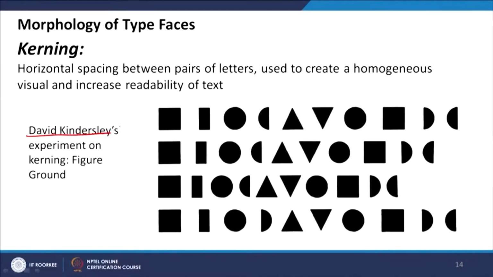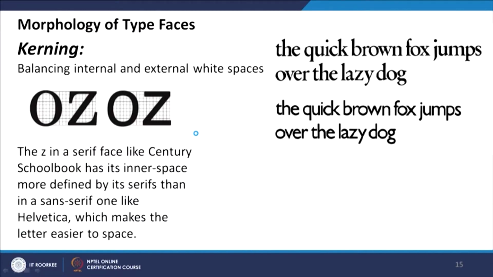So this is David Kindersley's experiment with kerning. He used different basic shapes, experimented with the kerning, started giving a unified space, and proposed what that unified space should be. And then there are differences between serif and sans serif. We will discuss what is serif and what is sans serif.